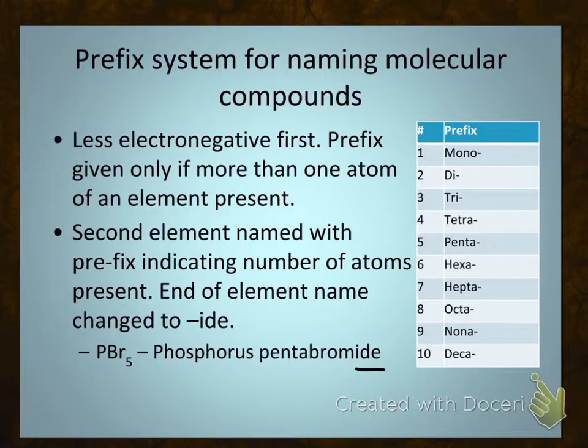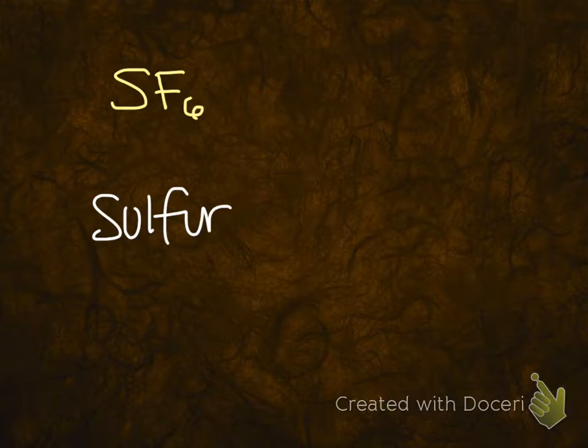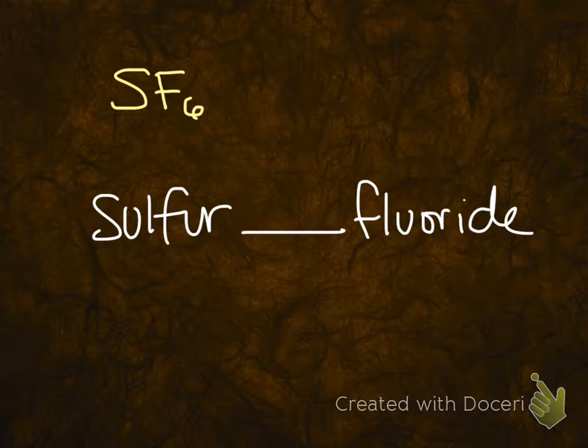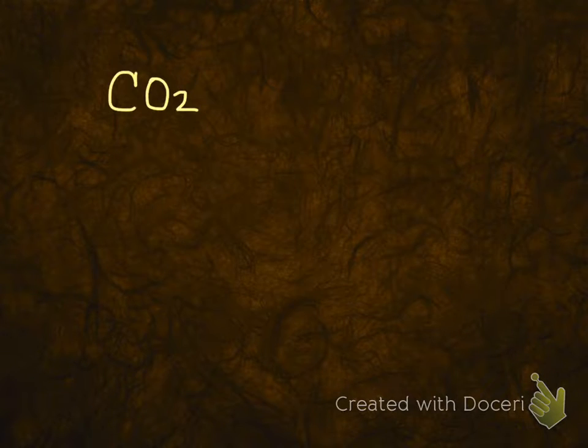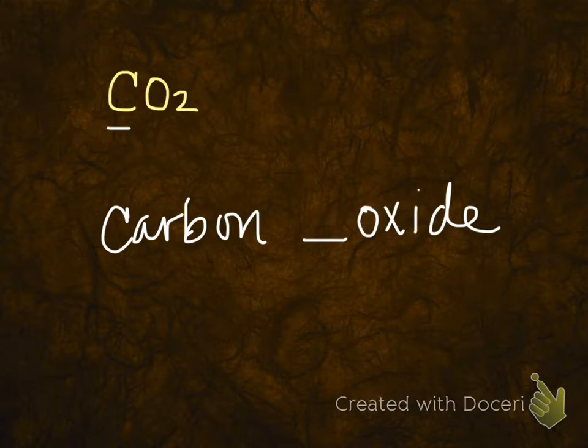Well, let's practice. We've got SF6, and we only have one sulfur atom. So I know that this is sulfur something. I'll need a prefix on the fluoride, and if I look, the prefix for 6 is hexa. This is sulfur hexafluoride. Again, I've only got one atom in the front position, so I just write carbon. I know it's something oxide, and if I refer to my prefix list, I quickly realize that this is carbon dioxide. You already knew that.